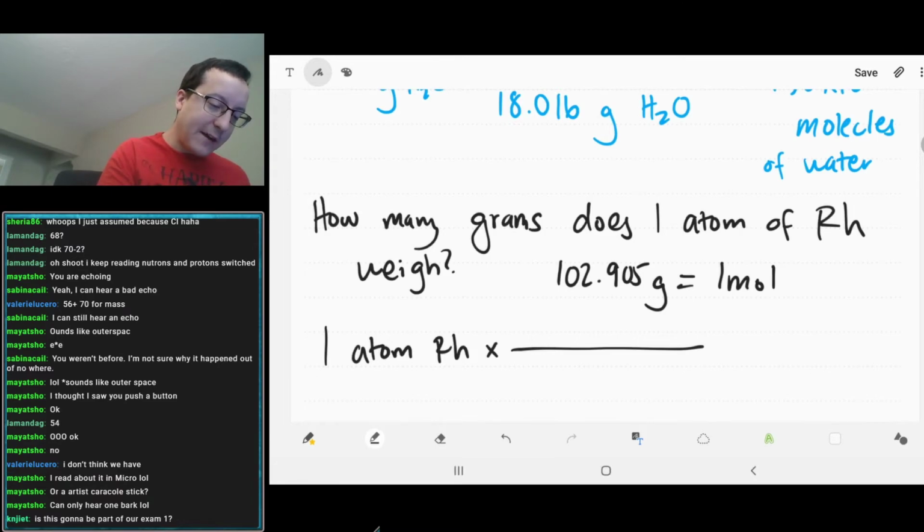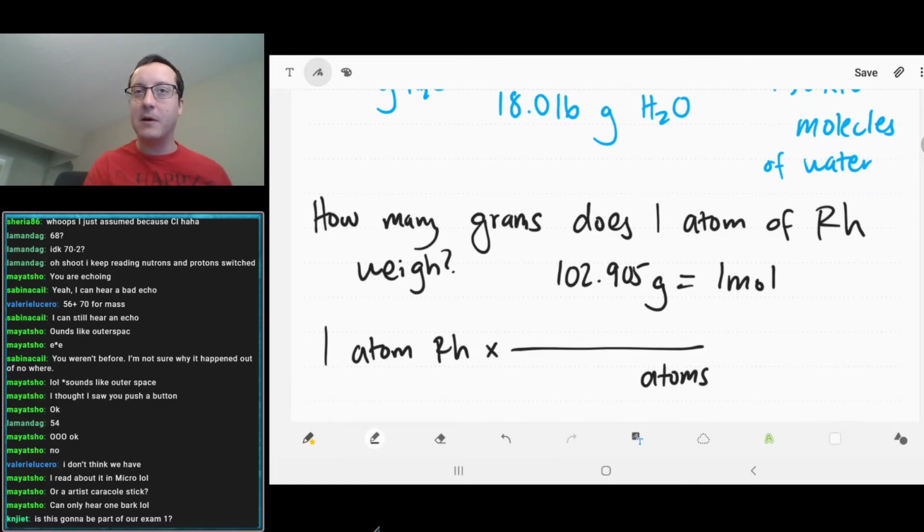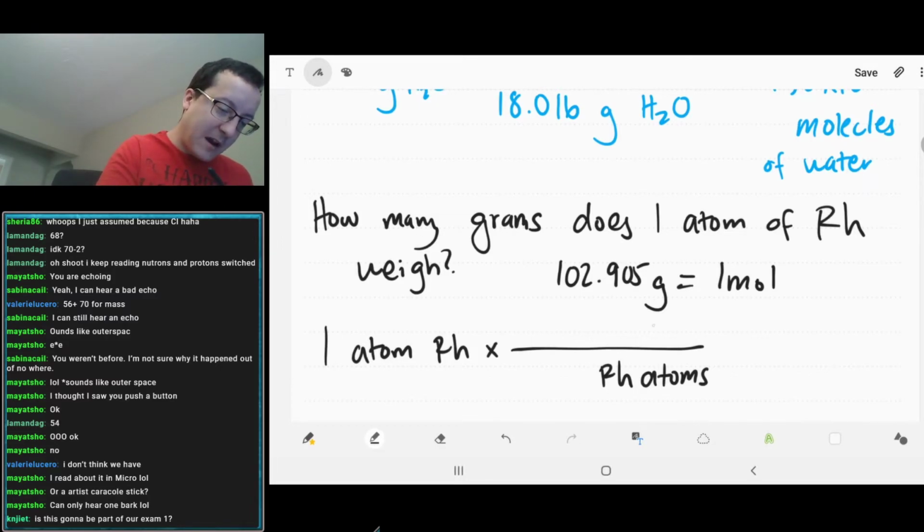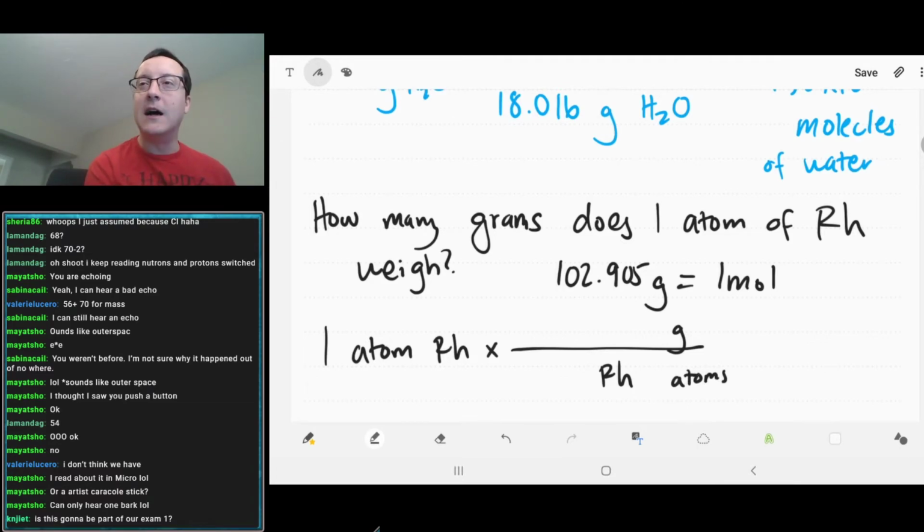And so we're going to have to put something that has atoms on the bottom, right? Because we have to cancel out rhodium atoms. And we're looking for grams, right? So we look here. Let me just space out rhodium atoms. Okay. We have this number we've gotten from the periodic table. But we see here that we have grams and moles, right?